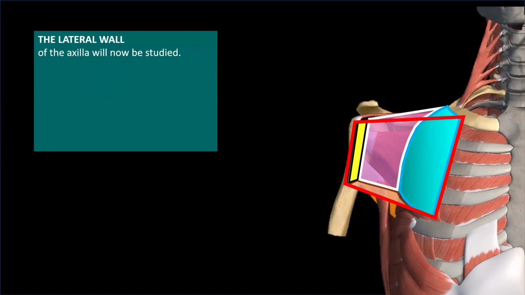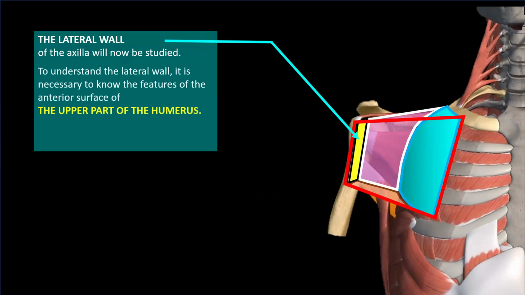Let's now study the lateral wall of the axilla. To understand the lateral wall, it is necessary to know the features of the anterior surface of the upper part of the humerus. Let's bring out the upper end of the humerus.